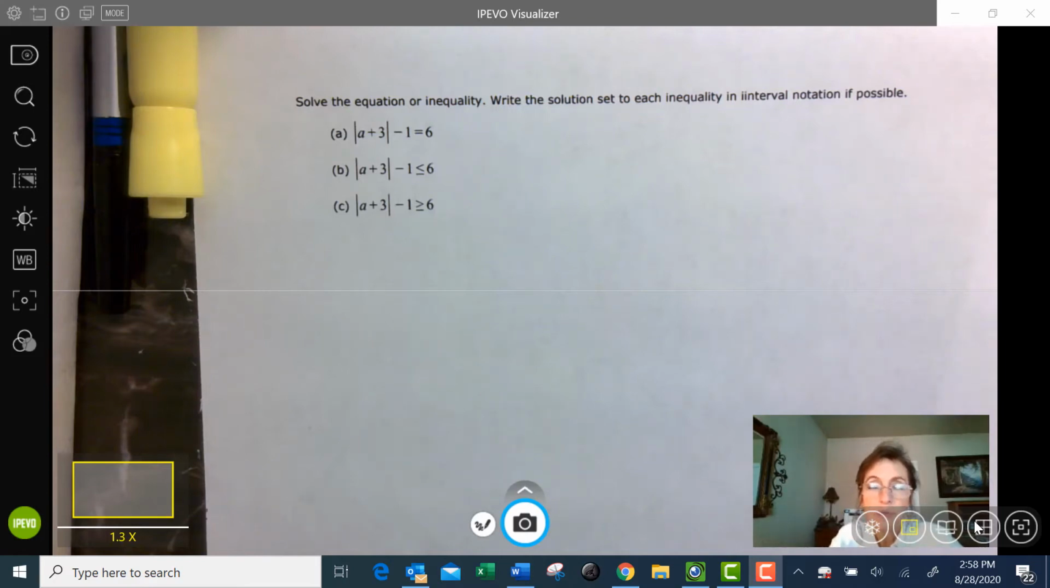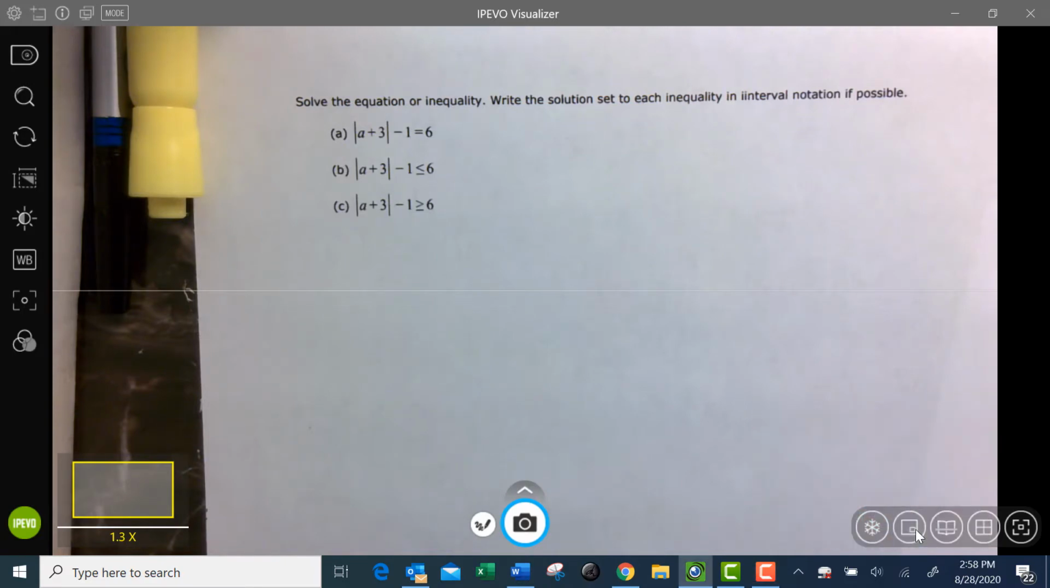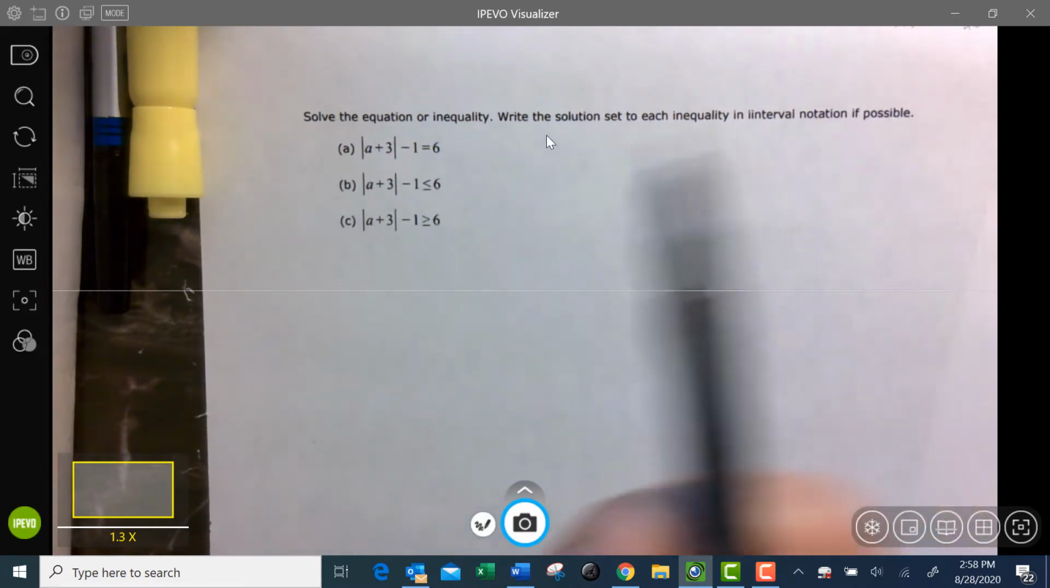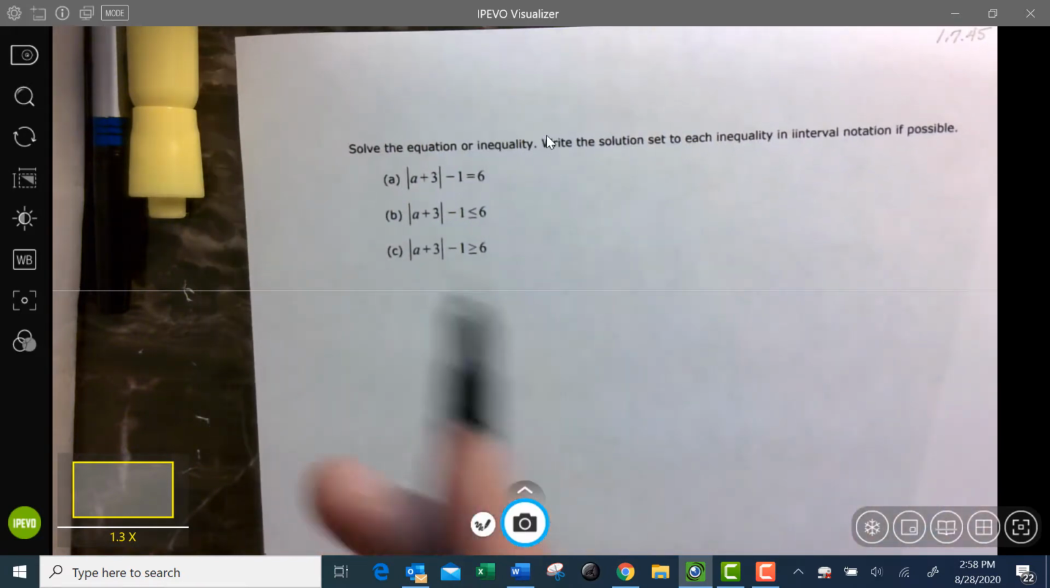Welcome to this recording over solving absolute value equations and inequalities. So these three examples, A, B, and C, are worked very differently. So it's important that you identify the difference in the questions and also the difference in the way the answers look. So before we start solving, I'm going to turn off this camera so that the full screen is on the actual question. It's important to identify the difference in these three questions.